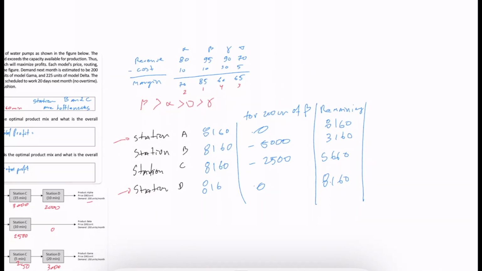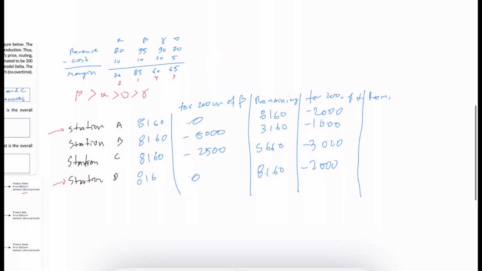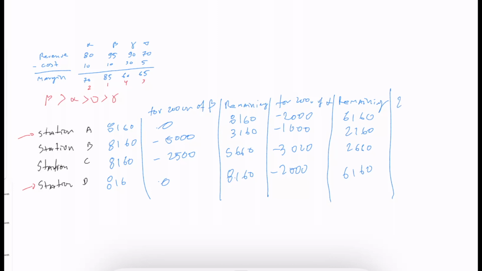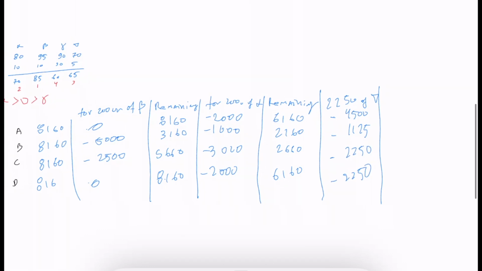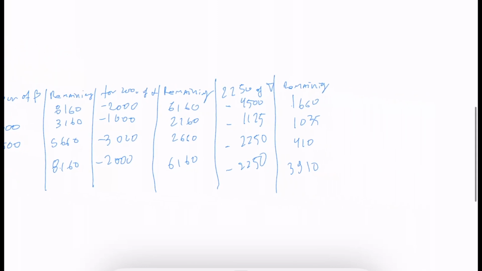Then I'm going to do 200 units of alpha. I'm going to need 2000, 1000, 3000, 2000. So I have remaining 6160, 2160, 2660, 6160. Next I have 225 units of delta, and I'm going to keep going. So it's minus 4500, minus 1125, minus 2250, minus 2250. And then the remaining I have is 1660, 1035, 410, and 3910.